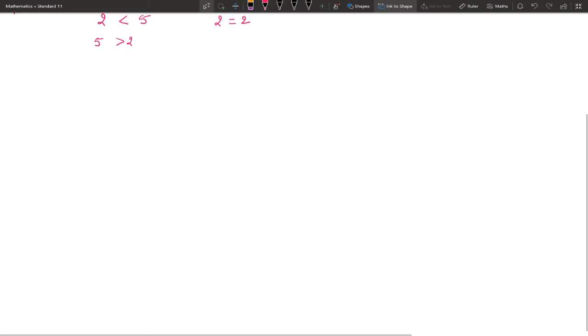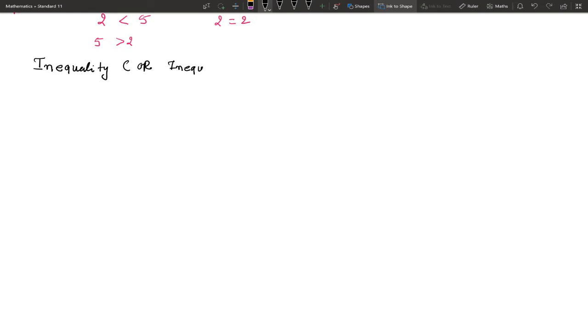Now we define inequalities. In this lecture we will discuss only basic things. Inequality, or inequation, also known as inequations. So what is inequality?